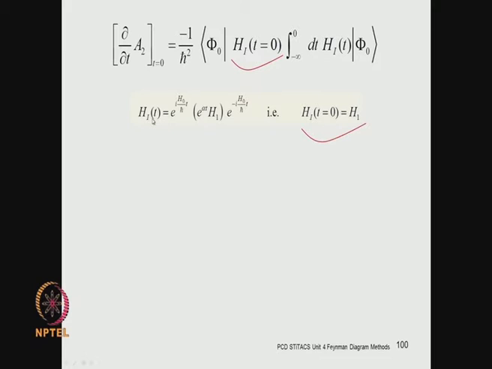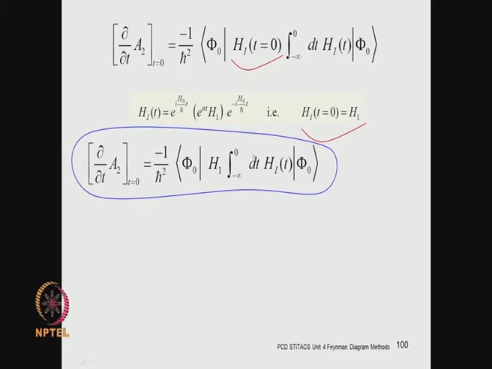Now, what is this HI(t) at t equal to 0? This is the general expression for HI(t). At t equal to 0, this factor will give you unity, this factor will give you unity, e to the alpha t will give you unity, and HI at t equal to 0 is nothing but the 2 electron interaction term. Okay. So, you have that. So, this HI at t equal to 0 is nothing but H1.